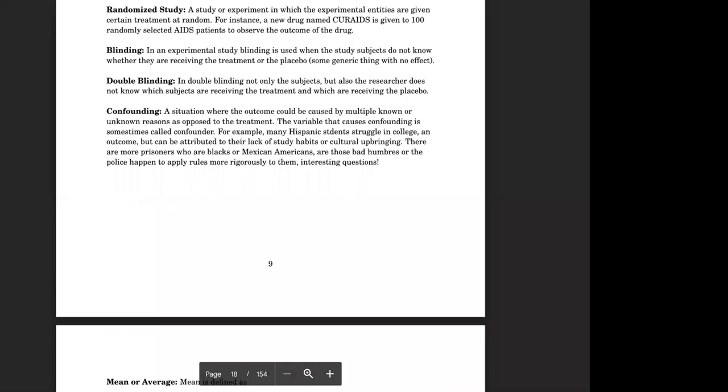So confounding, I found defining the confounding is a bit confounding, honestly. Sometimes it could lead to something not so clear. Okay, so confounding, also known as a confounding variable, is something that hides the true reason for an outcome. A confounding variable is a variable that hides the true reason for an outcome.